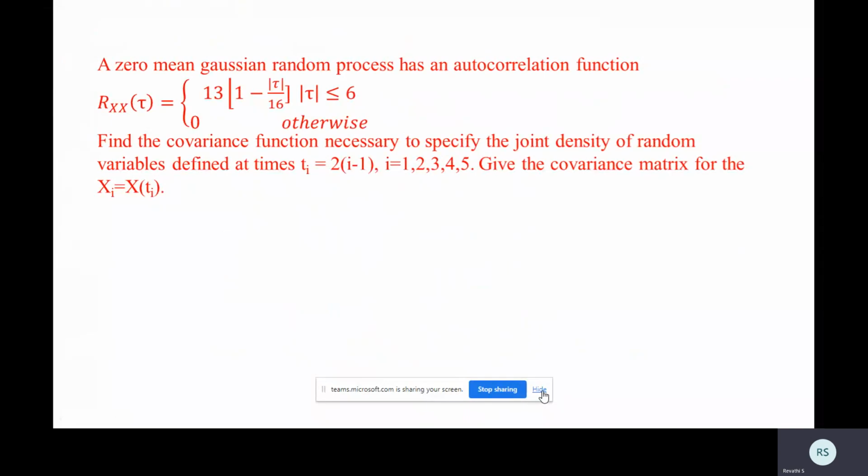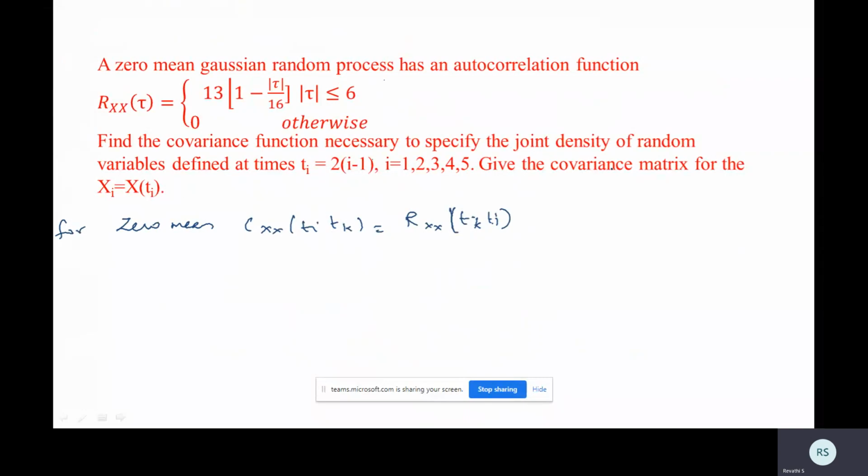Now let us do a similar problem, similar to the thing mentioned. So here you can see autocorrelation function is given by 13 times of 1 minus modulus of tau divided by 16 for tau ranging between minus 6 to plus 6, not more than that. And the mean is given as a zero mean Gaussian random variable. So whenever we have zero mean, we know covariance and autocorrelation are same. So for zero mean, Cxx of Ti comma Tk is equal to Rxx of Tk comma Ti. So you remember this one. It's for zero mean.